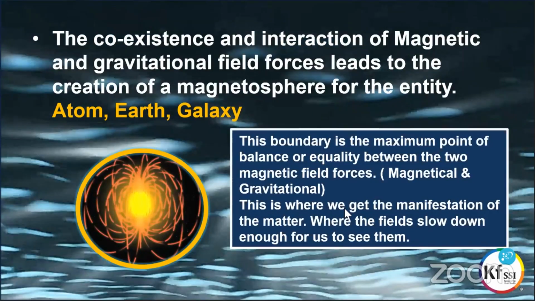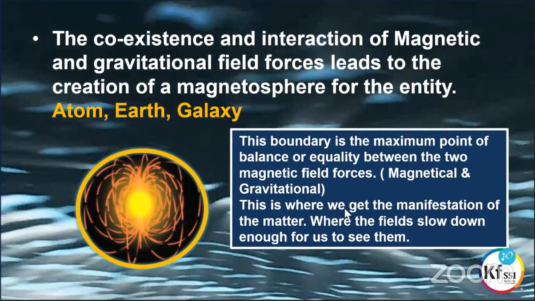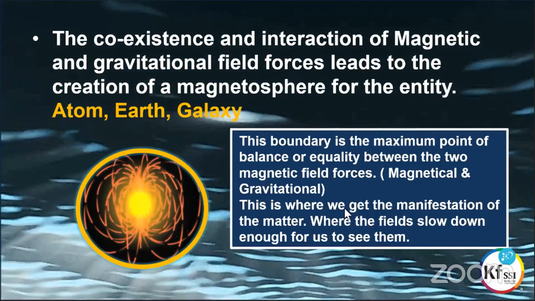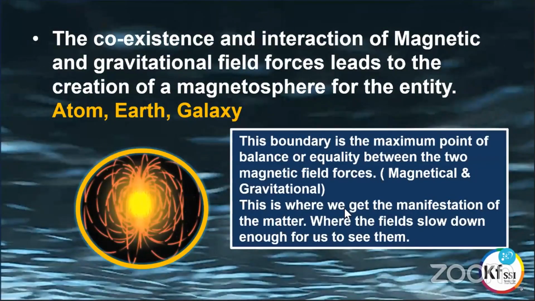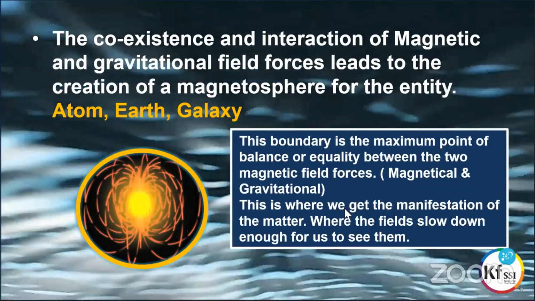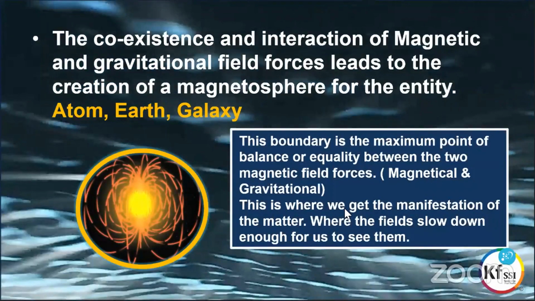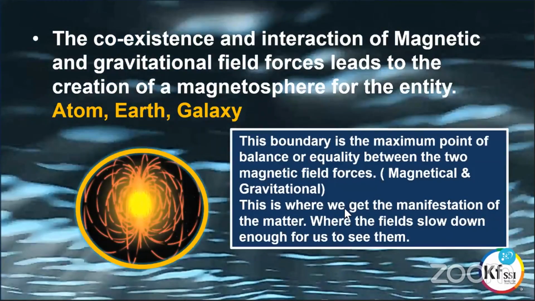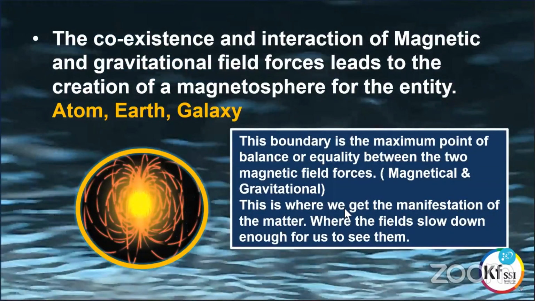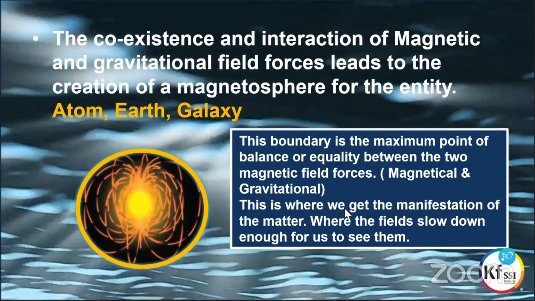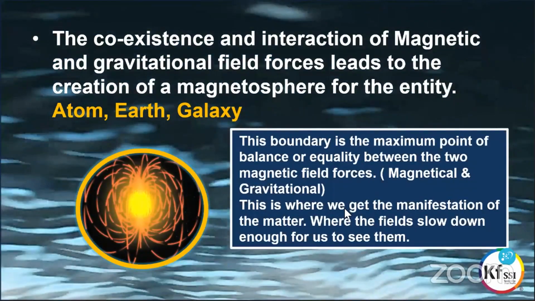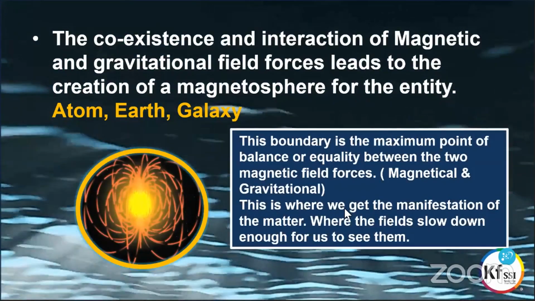The coexistence and interaction of magnetic and gravitational field forces leads to the creation of our magnetosphere for the entity. So every entity, whether it's the atom, the Earth, or the galaxy, has a magnetosphere, as we call it. For Earth, that's what we've called it. This boundary is the maximum point of balance or equality between the two field forces, being magnetic and gravitational. So this is where we get the manifestation of matter. It's where the fields slow down enough for us to be able to see them with our eyes. It's the slowing down of these fields.